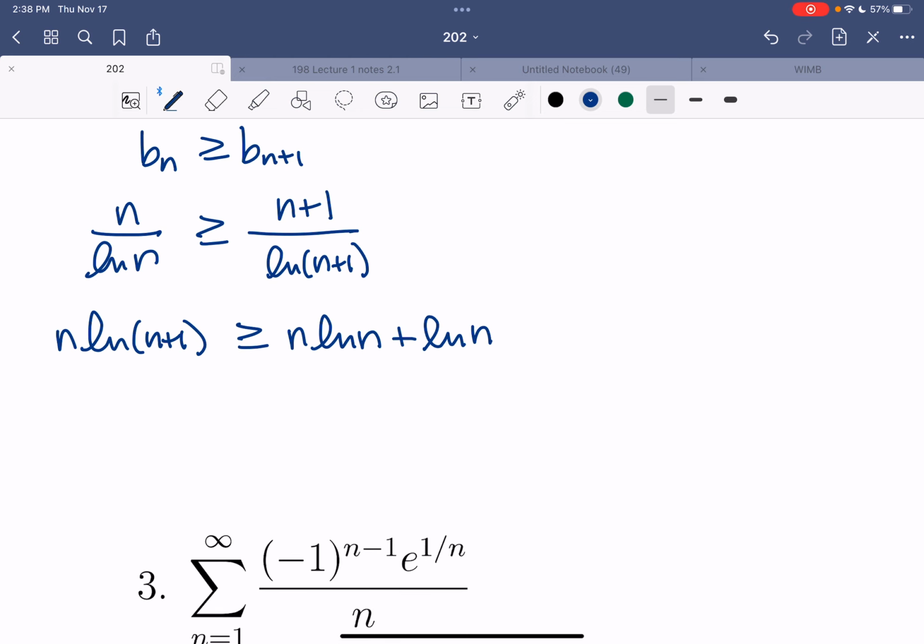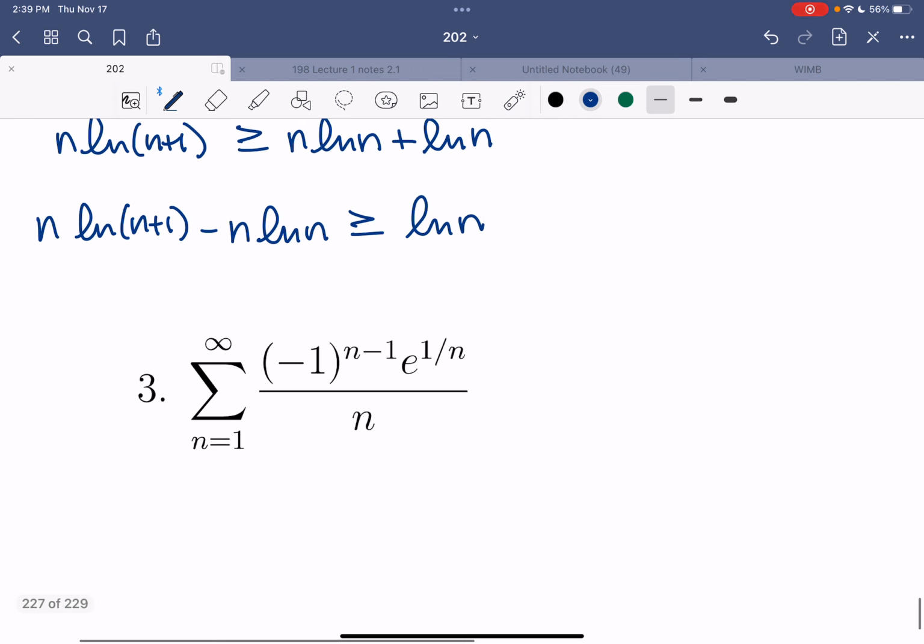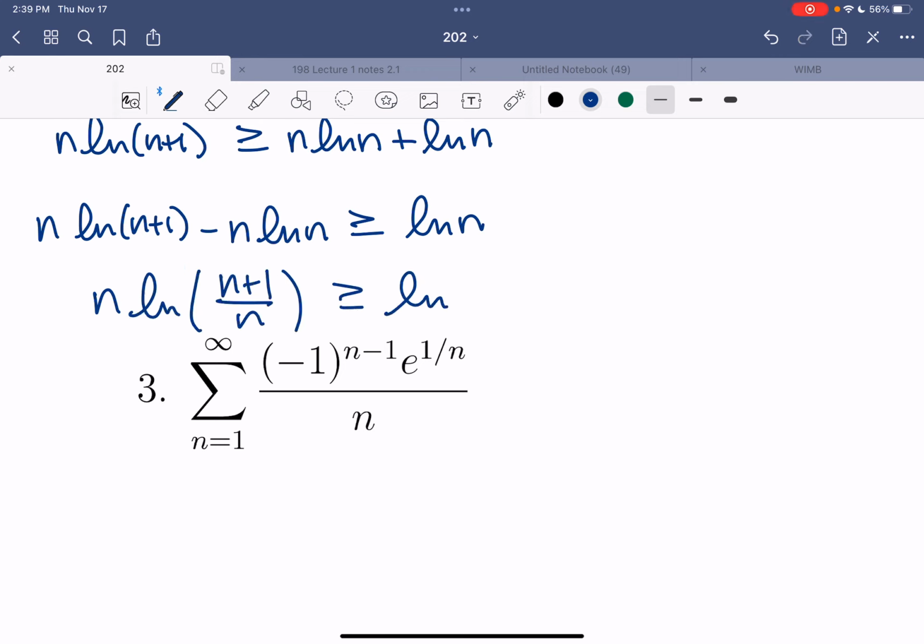And let's see. If we divide through, let's subtract over the n term. So let's make it n times the natural log of n plus 1, minus n natural log of n, greater than or equal to natural log of n. Let's take the n out, and then when you have two natural logs, you can split that. So this is the natural log of n plus 1 over n, greater than or equal to the natural log of n.